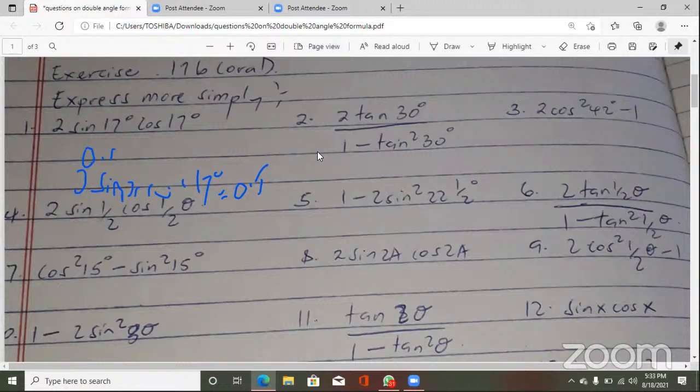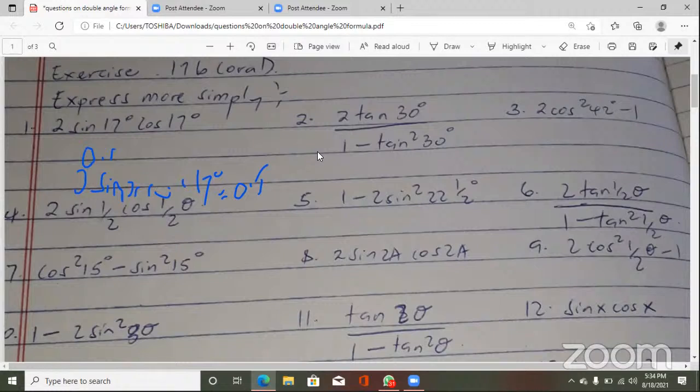It would be 30 degrees. Tan squared 30. Yes, teacher, it would be tan 30 plus 30 degrees, which is 60. It would be tan of 2 times the angle, which in this case is 30. So that would give us tan of 60 degrees.